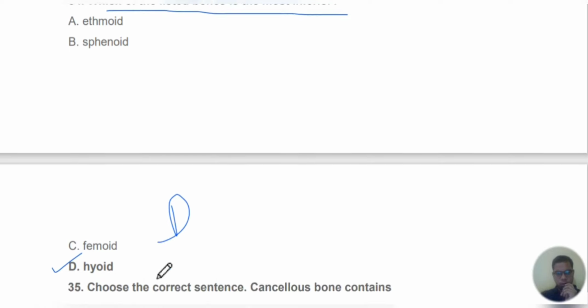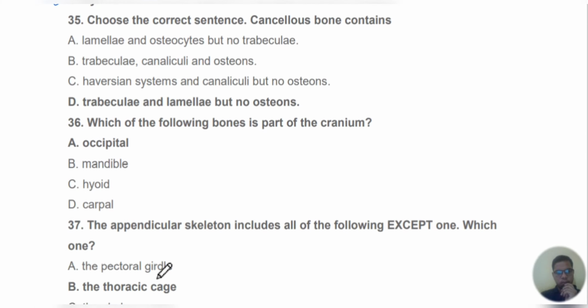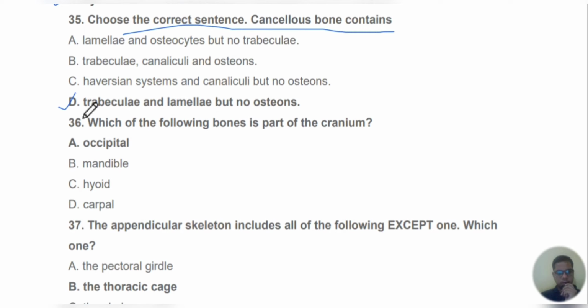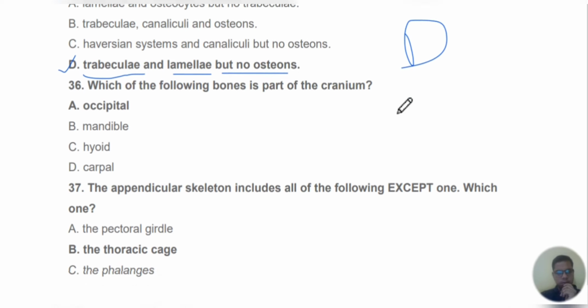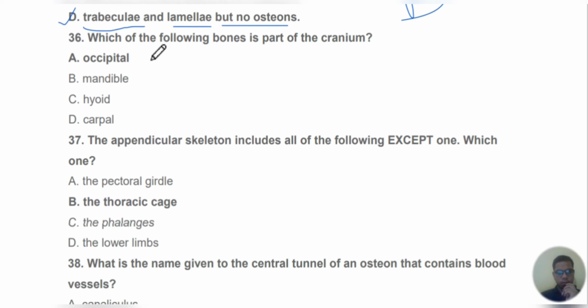Okay, next is 35 question number, choose the correct sentence, cancellous bone contain, answer is D, trabeculae and lamina, but no osteon. Okay, next is 36 question number, which of the following bone is a part of cranium, the answer is A, occipital part. Cranium ka jo hai part kya, occipital part hai.